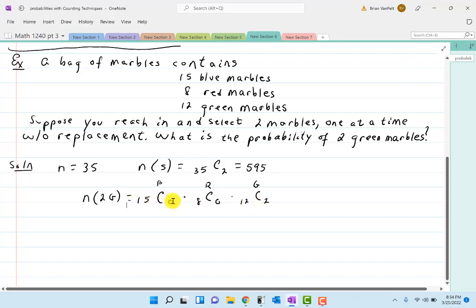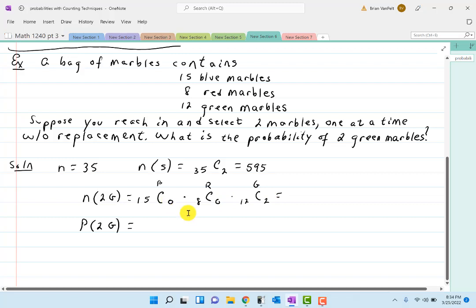If you look at these numbers, 0 blue plus 0 red plus 2 green, well, we're only selecting 2 marbles, so that matches up. Now, if I want the probability of 2 green marbles, I will take this quantity up here and divide it by n of S. Let me finish this quantity, by the way.